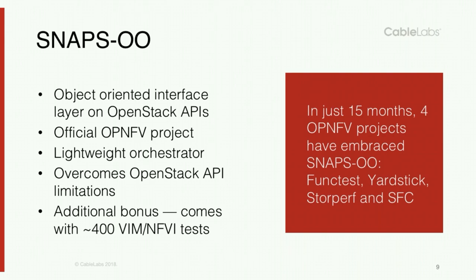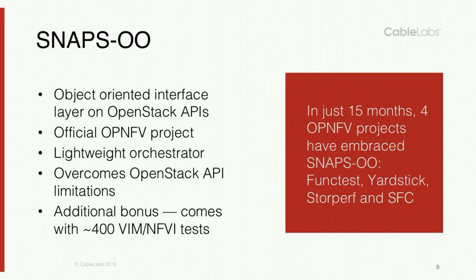SNAPS-OO is an object-oriented API layer written on top of OpenStack APIs. So in that sense, it's a middleware project. It's an official OPNFV project. It's a lightweight orchestrator, and it overcomes a number of limitations with the OpenStack API.